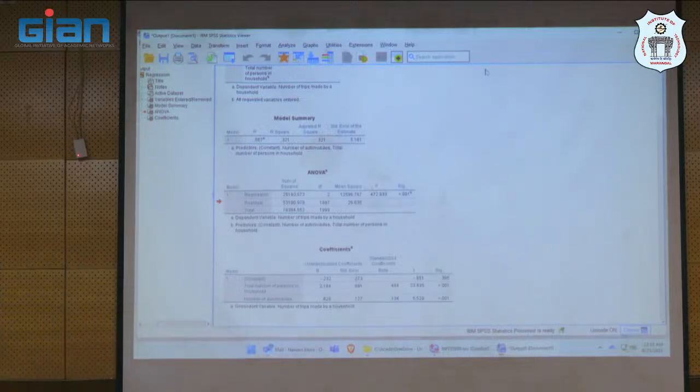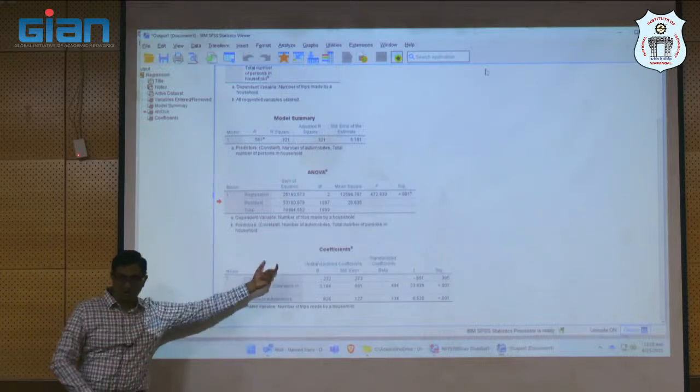Now, one of the things to understand is that so far, what I did was solve for these values by just doing x dash x whole inverse x dash y for these 3 columns.